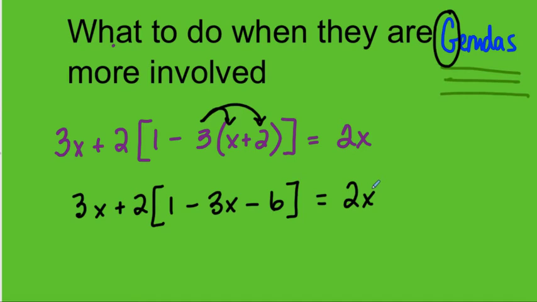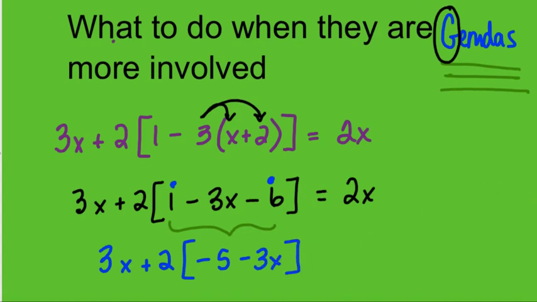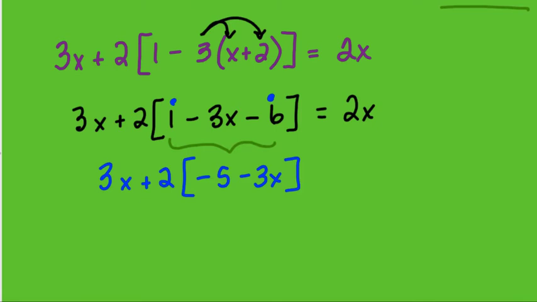Now I can't get rid of the brackets because I haven't dealt with them yet. Now, the easiest way to handle this would be to combine everything in the brackets because we go on to the next grouping symbol. All right, so let's do that. We get 3x plus 2 bracket. I have 1 minus 6. Those are constants that I can combine. So negative 5 minus 3x. Now, could I have written that as negative 3x minus 5? Absolutely. The commutative property. All right, equals 2x.